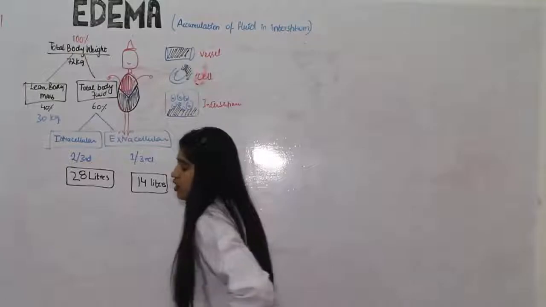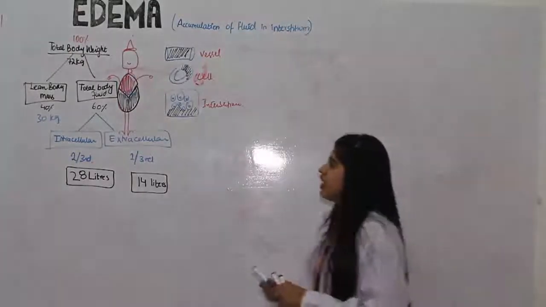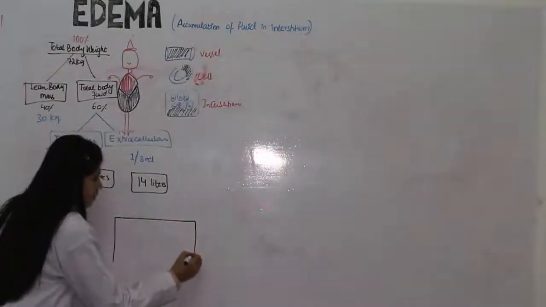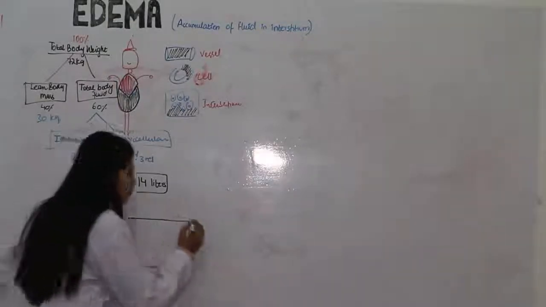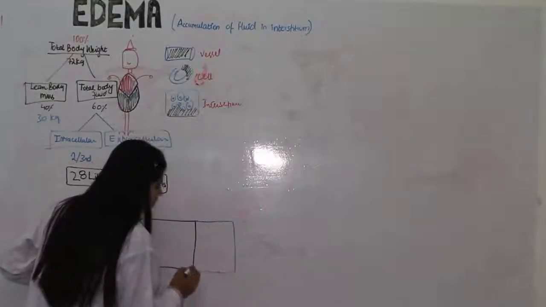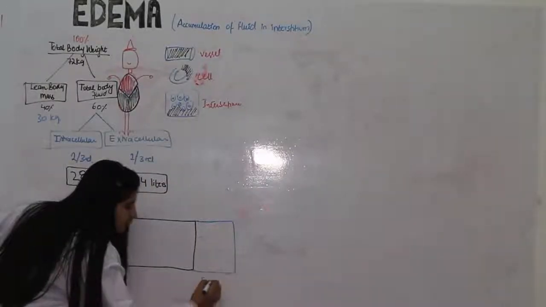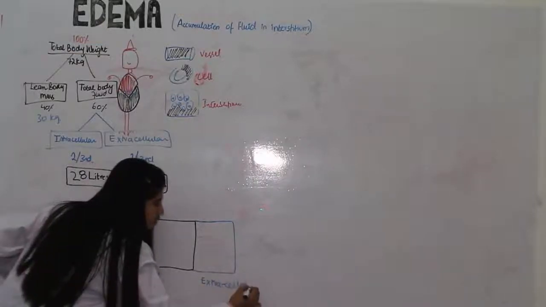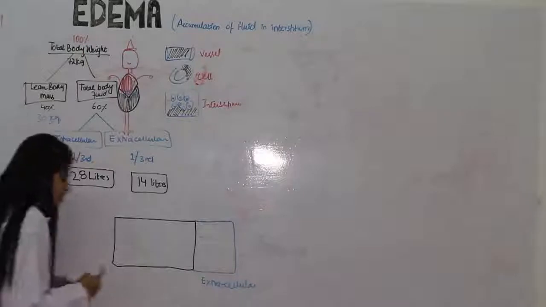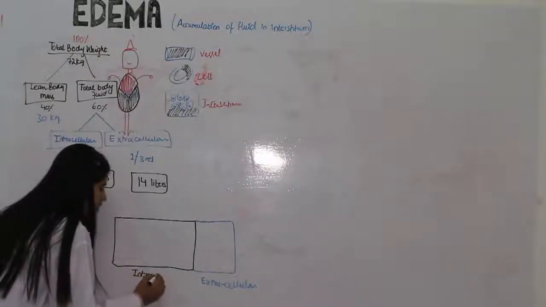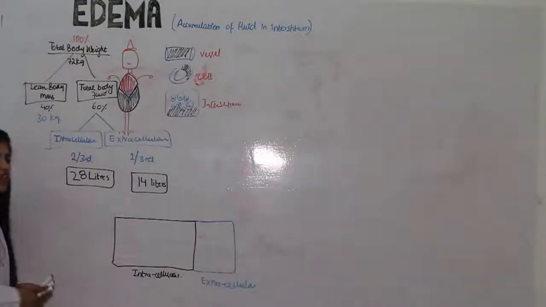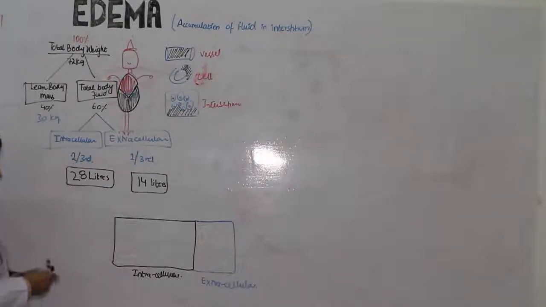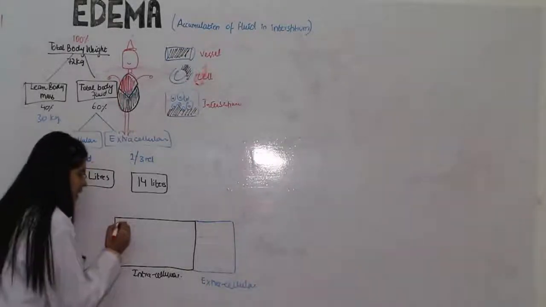So now moving on, you people must know about the intracellular and extracellular compartments. For example, this is the intracellular compartment. Afterwards, we will say that this is the extracellular compartment. And this is the intracellular compartment. In the intracellular compartments, we have the cations and the anions.